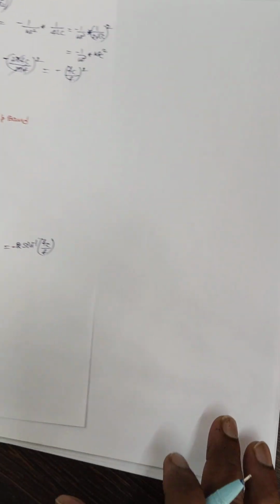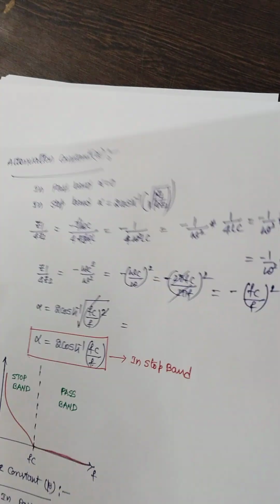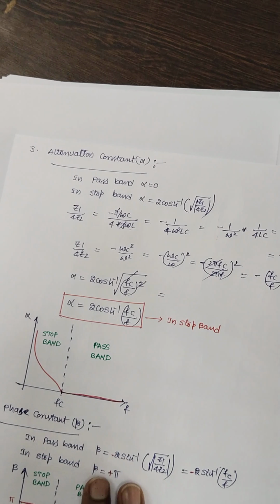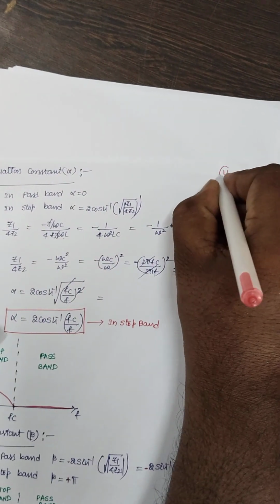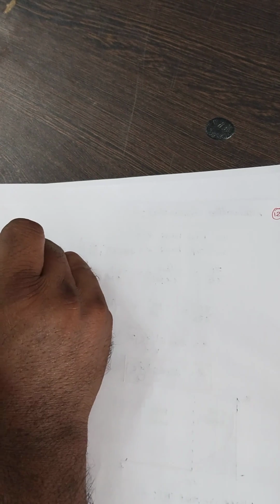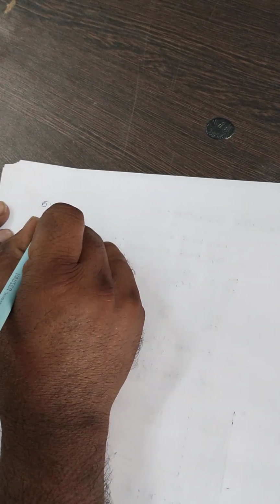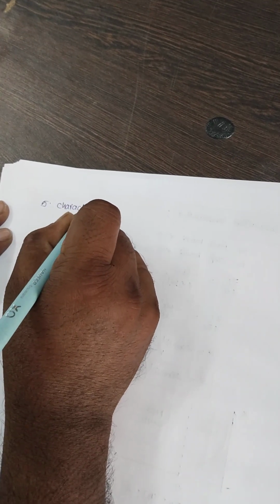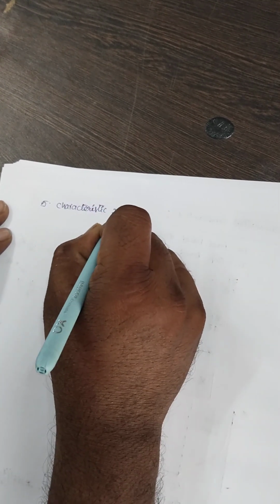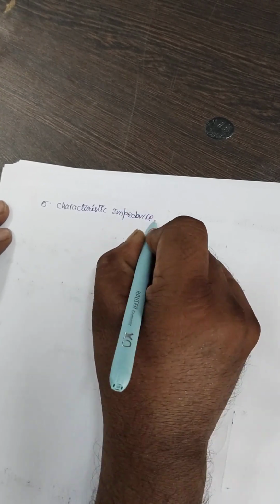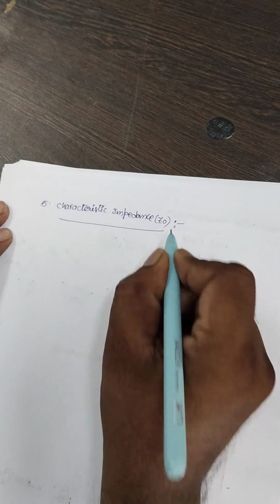Next thing here, it is the 11th one, next the 12th page. I explained the phase constant, so that is over. Next thing is the characteristic impedance, the fifth one, Z0. So how do we calculate this characteristic impedance Z0?